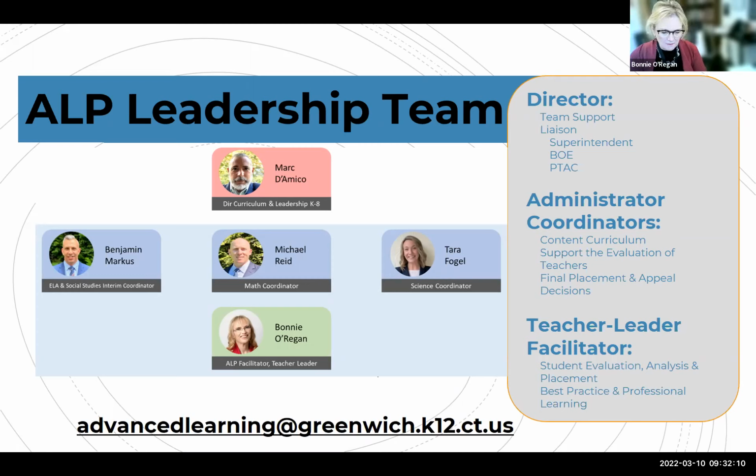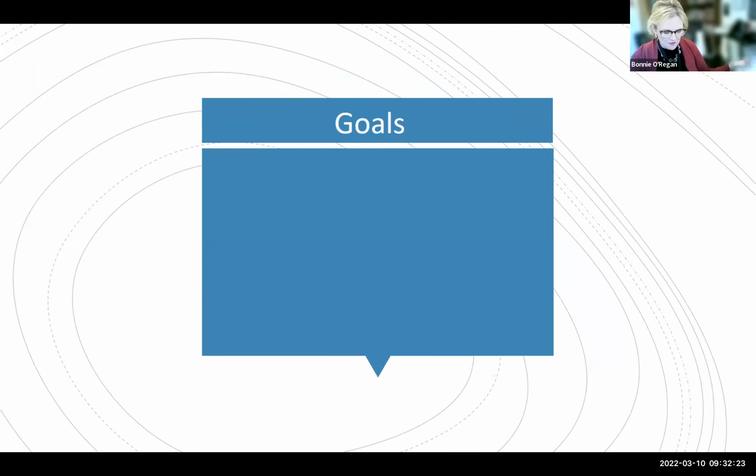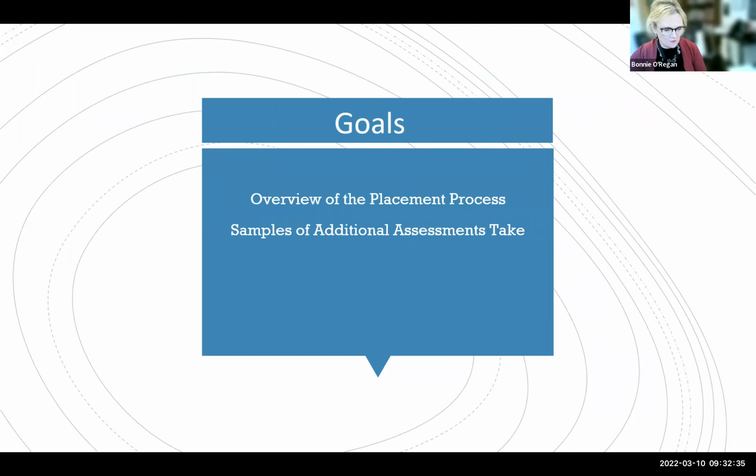As an ALP leadership team, our primary goal is to maintain multiple effective lines of communication with all stakeholders. Please take note, when you communicate with one of us, you are indeed communicating with all of us. During this session, I will be answering the three most frequently asked questions. What is the placement process for ALP? Are there sample test questions? And when will the students take tests? And when will parents know if their students are placed?